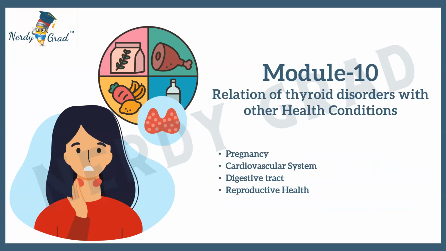In the last module, we will study the relationship of thyroid disorders with other health conditions. For example, in pregnancy, it is very common, especially in the second trimester. Next, cardiovascular health is also affected by thyroid functioning, as are the digestive tract and reproductive health.